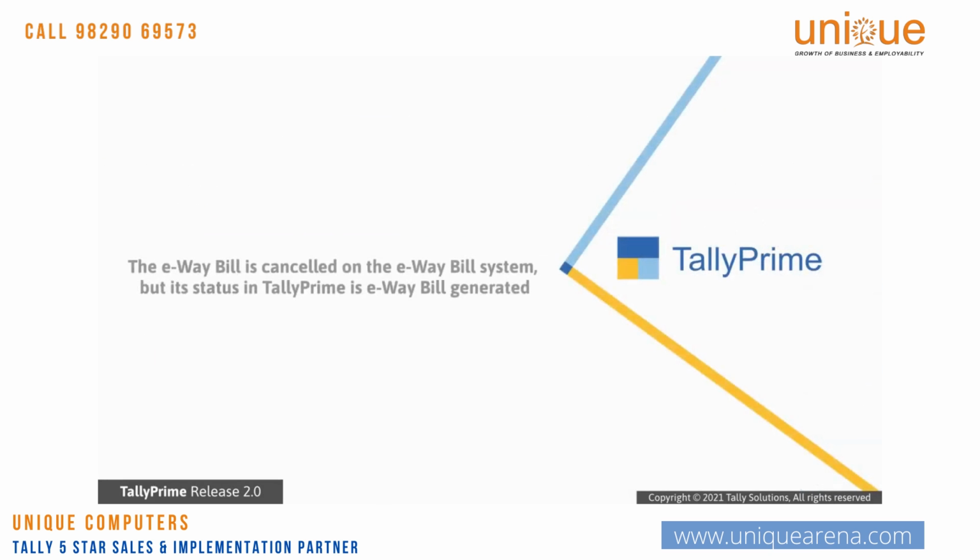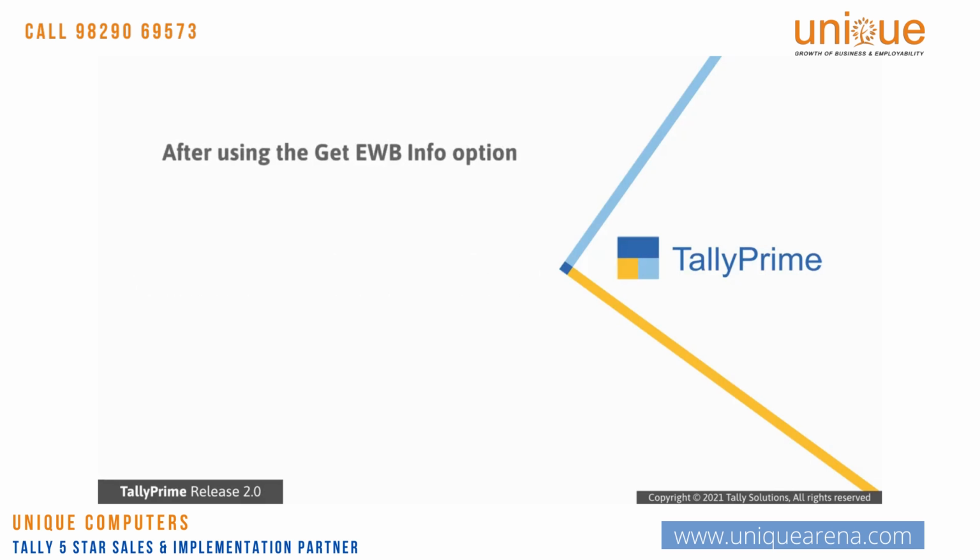There may be a situation in which you have cancelled an e-way bill on the e-way bill system. However, its status in Tally Prime is e-way bill generated. In such a case, you can use the Get EWB Information option. Thereafter, the transaction will move to the e-way bill cancelled from e-way bill system section of the e-way bill report. Similarly, you can fetch the latest cancellation details from the e-way bill system to Tally Prime for any transaction.